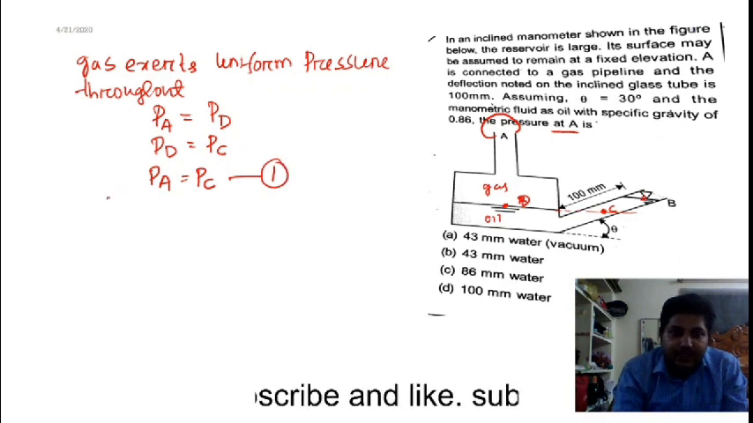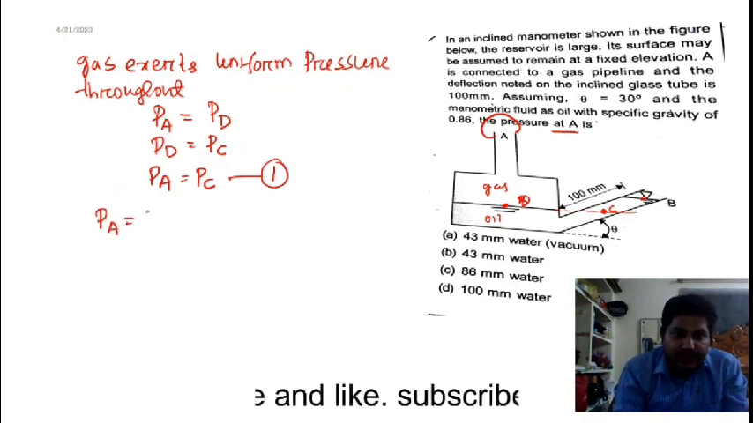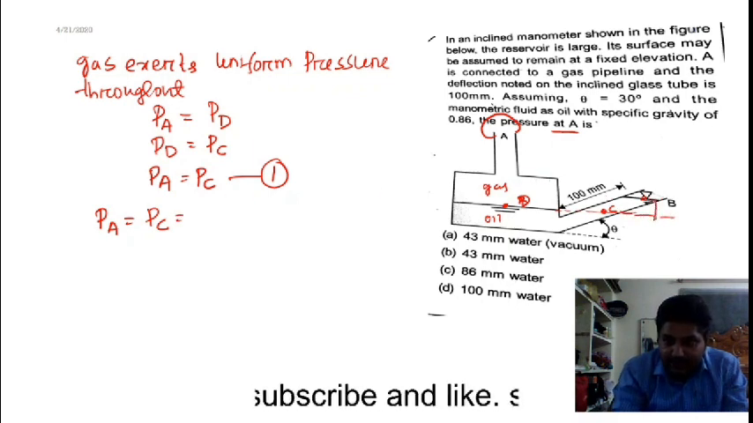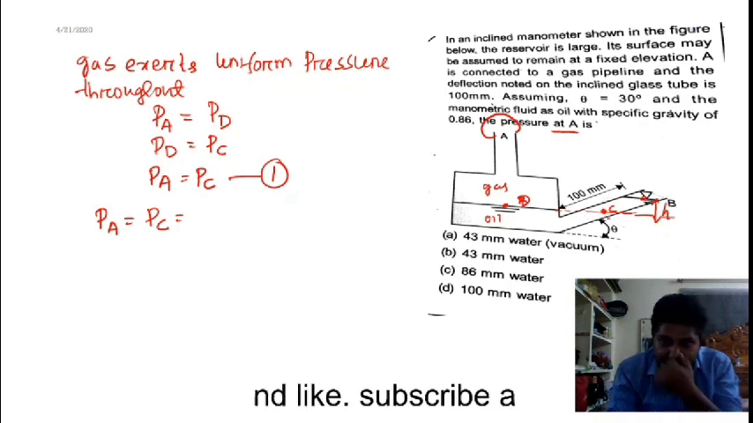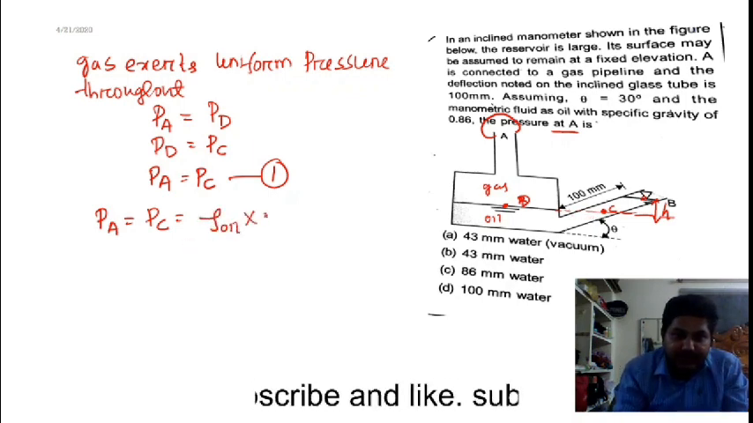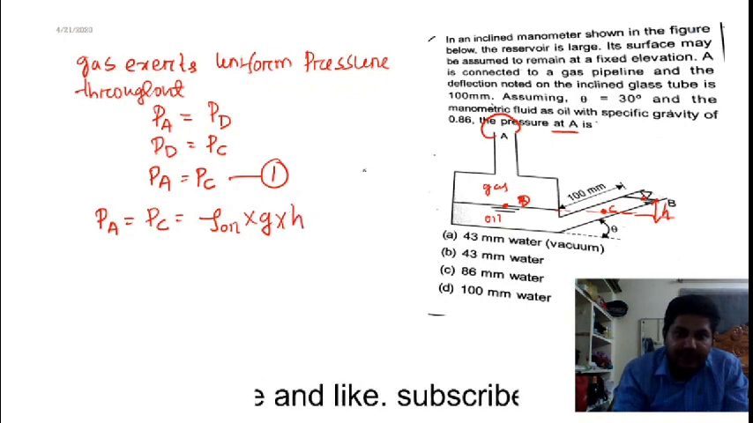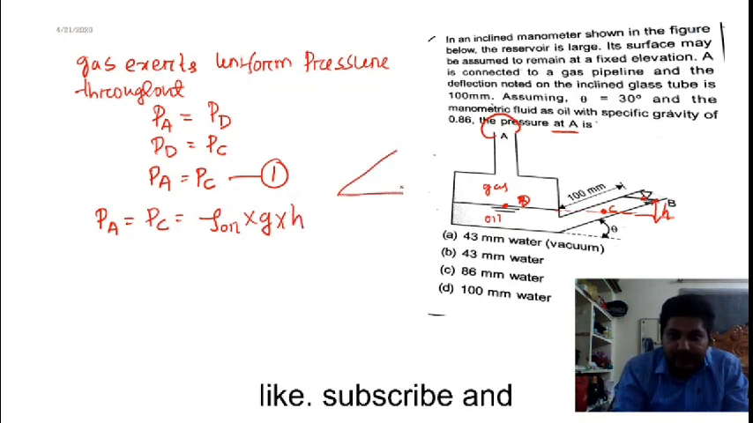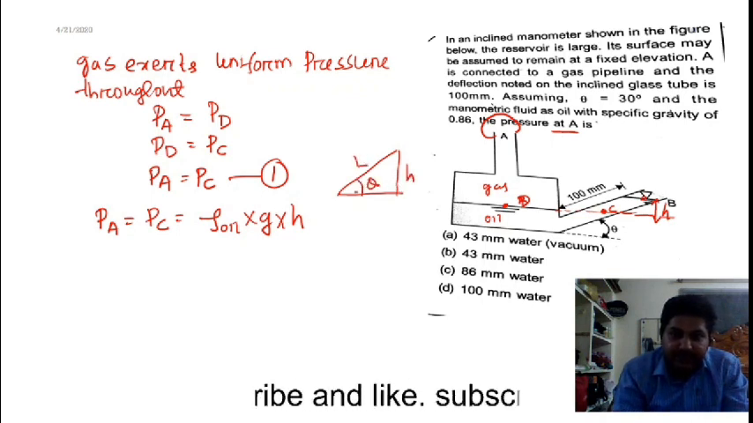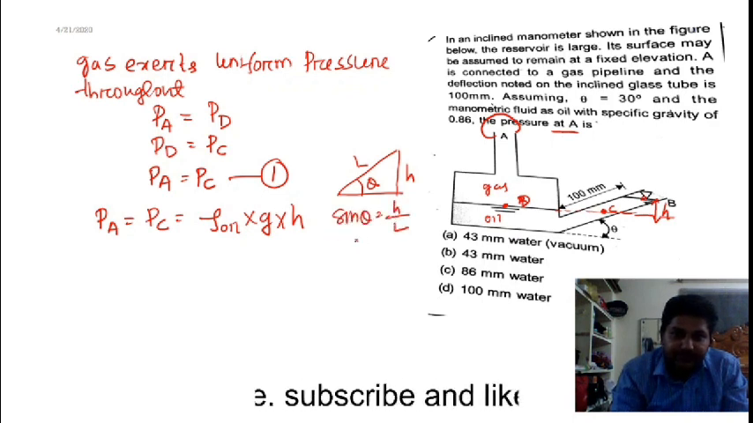So what is the pressure at point C? Pressure at point C I can write out, suppose this height is given as H. Okay, this height is given as H. So this is rho of oil g into H. Now this is the thing given to you. Suppose this is the H and this is L and this is theta. So I can write sine theta will be equal to H by L. So H we can write as L sine theta.